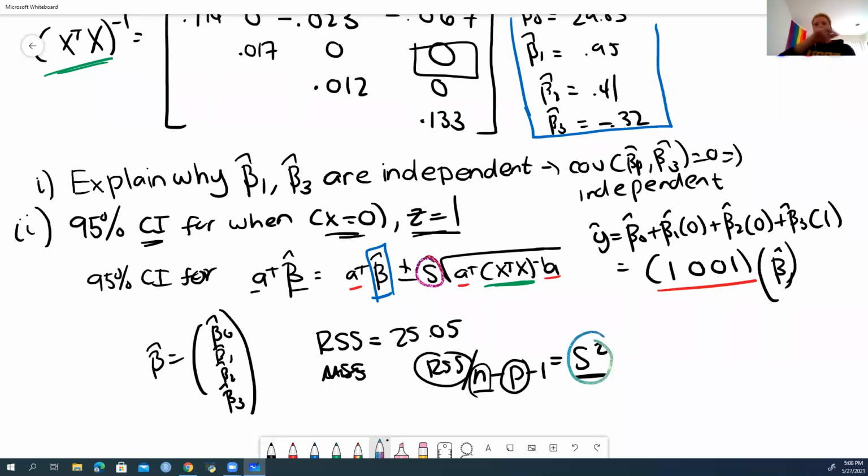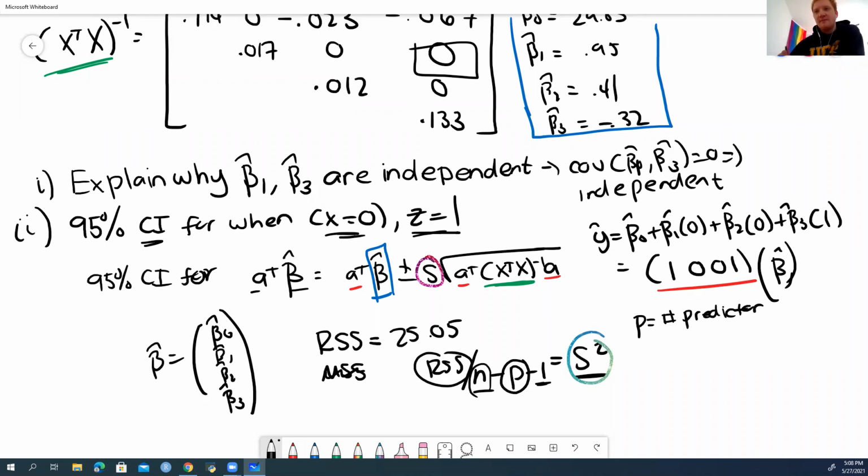P is going to be 3. P is the number of predictors. Oh, so beta 0 is not contained. So the reason we do P minus 1 is that P is the number of predictor values, and then we add in the minus 1 to keep up with the constant.